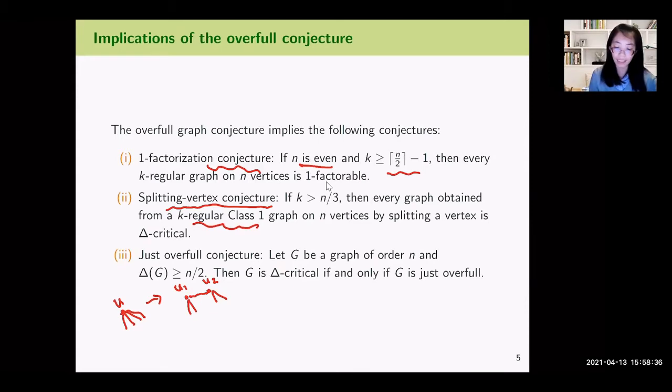And another conjecture is also implied by the overfull conjecture. This one says that if we have a graph G of order n, and the maximum degree is at least n over 2, then G is Δ-critical if and only if G is overfull.